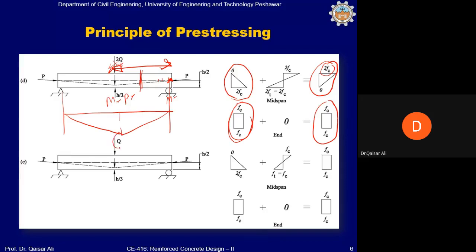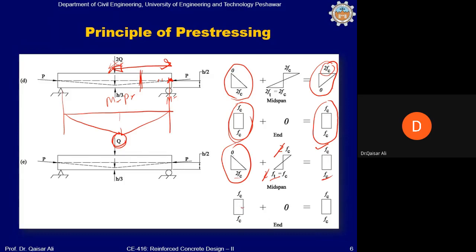Okay, we reduce the load from 2Q to Q, and everything remains the same as it was in the previous case, case D. So at the midspan, you have 0 to FC state of stress as was in the previous case, but due to load Q, now you don't have 2FC. This is only FC and FT because the load has been reduced. So this FC will be added to this 0, and it will give us FC, and FT minus 2FC will give us FC. And at the end, it will be FC.